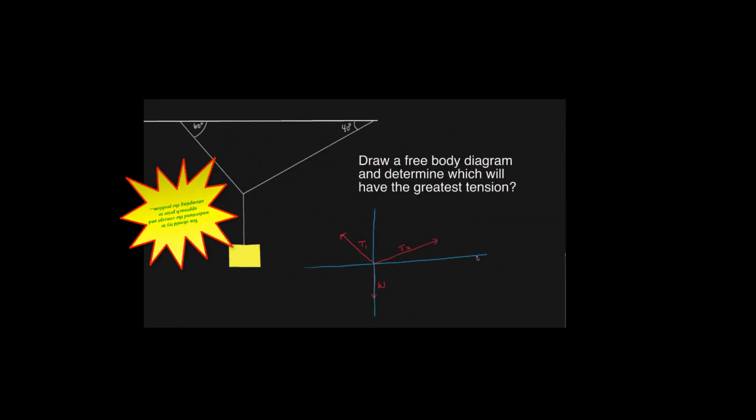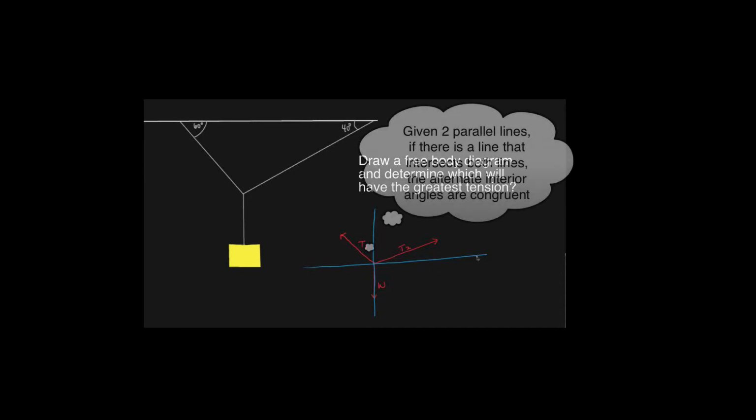Okay, so of the two, which one's more vertical? T1. Good. So that should be carrying more of the tension. But let's prove it quantitatively. Let's take a look, and we're going to say the sum of the forces in the x equals T2x minus T1x.